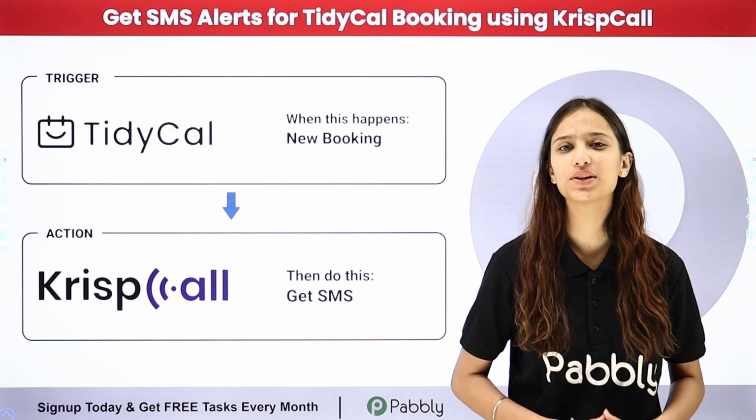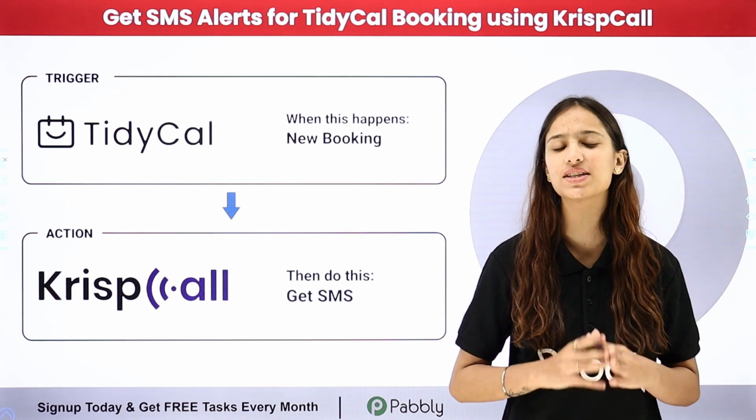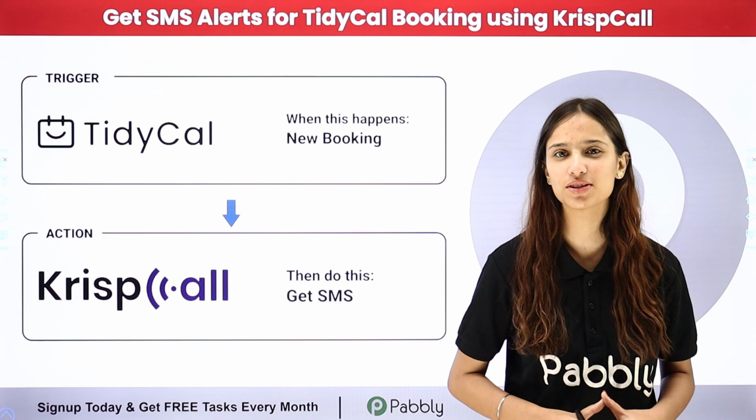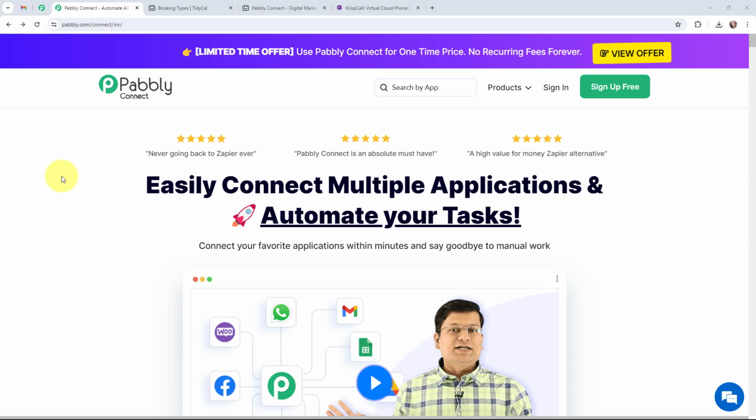So to do this, I need to set up a connection between these two applications, for which I'm going to use this amazing automation software, that is Pabbly Connect. So if you want to learn more about this process, make sure to follow me through the screen. In this video, we will understand how to get SMS for TidyCal booking using KrispCall.